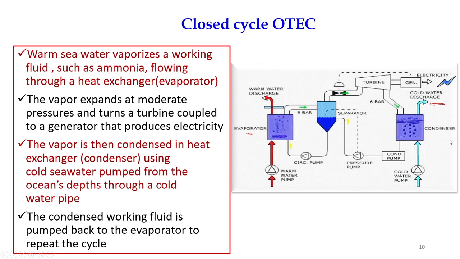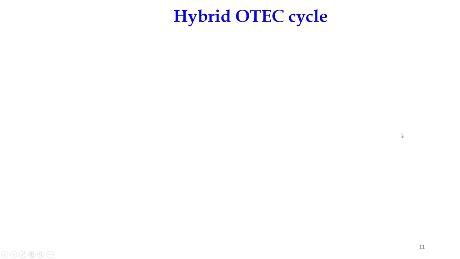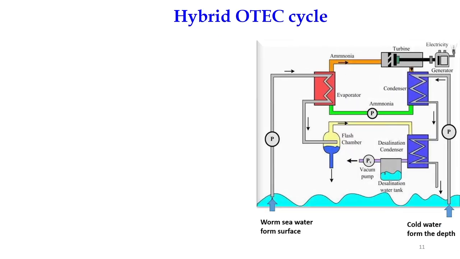So, warm sea water vaporizes a working fluid such as ammonia through a heat exchanger, because this is nothing but a heat exchanger here, and then the vapor expands in a turbine, then the vapor is condensed, and then the condensed working fluid is pumped back to the evaporator to repeat the cycle. So, this hybrid ocean thermal energy conversion system looks something like this.